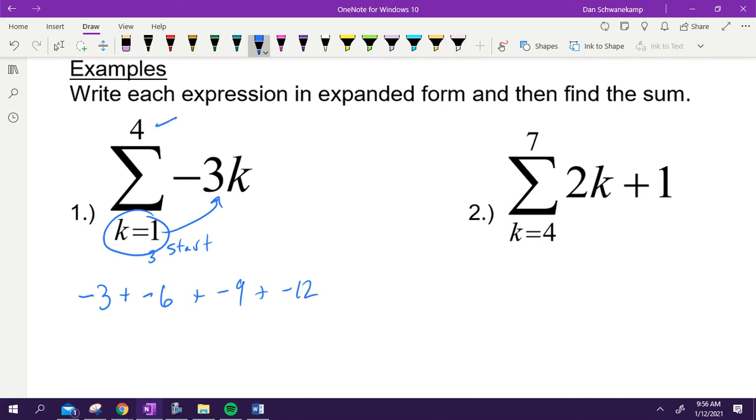And I would stop, because this number on top is where you're going to stop at. I would stop at whatever that top number is. And then what do I do with these numbers? -3, -6, -9, and -12. Add them together. This is called sigma notation, or in other words, summation notation, which means you're going to take all of those numbers and add them together. Okay? That is what we're going to do today, that same exact idea.